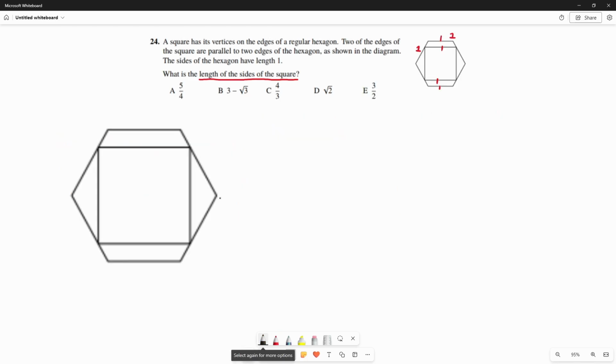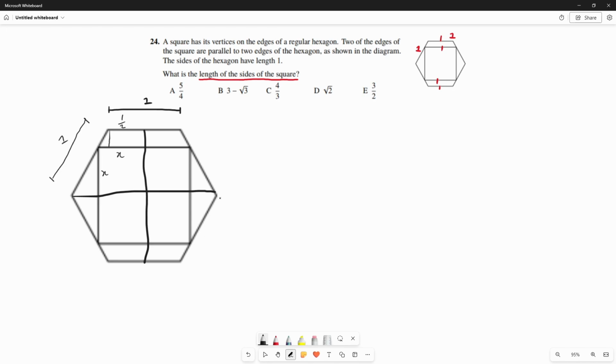So let's start by splitting the hexagon up into some more manageable pieces. We'll go down the middle on either side. We know that the length of this is 1, so this will be a half. We'll call half the side length of the square x, so that is x, and this is also x. And we know that this is 1.